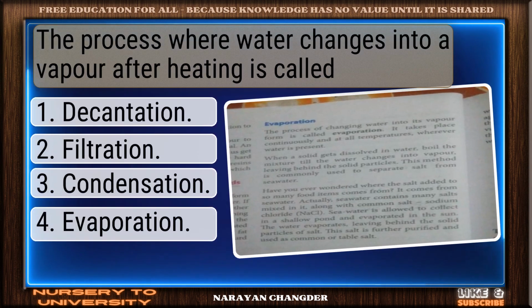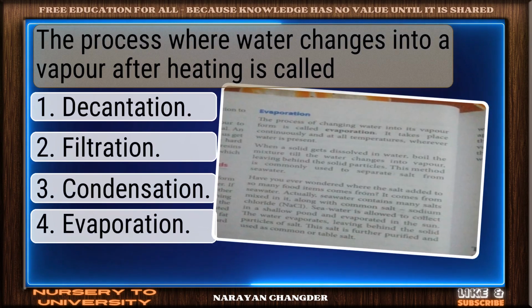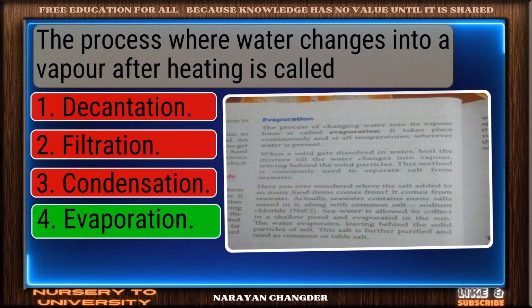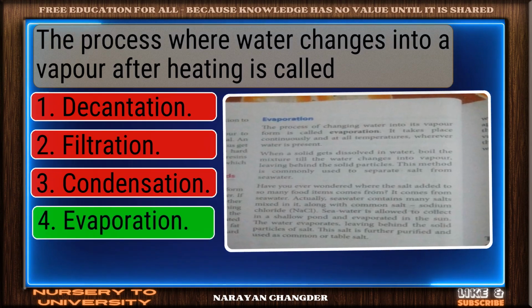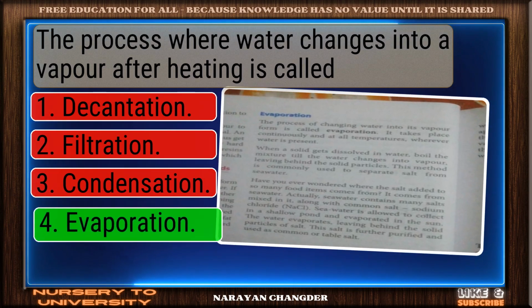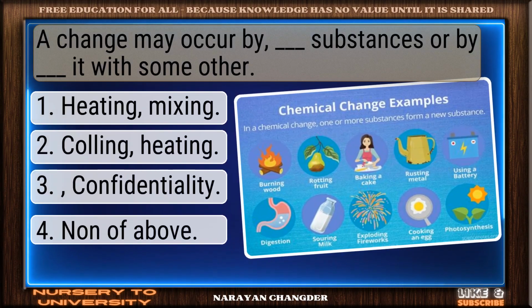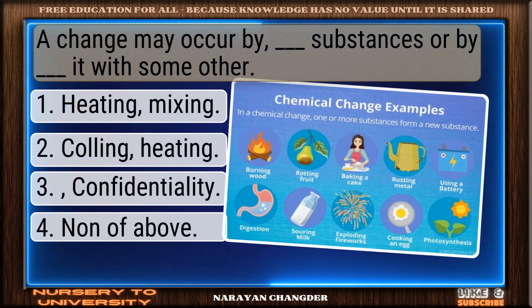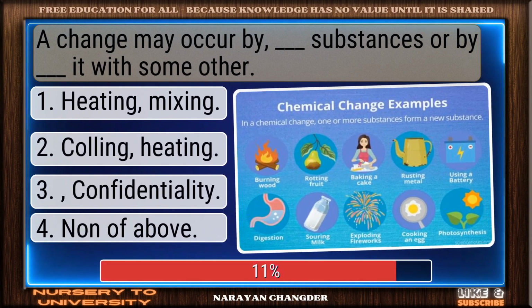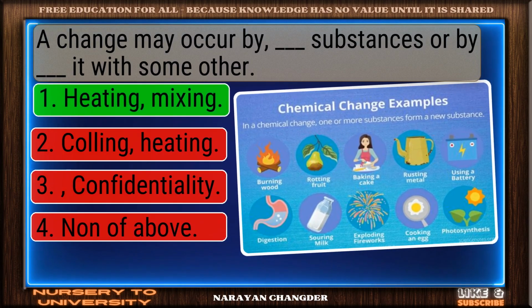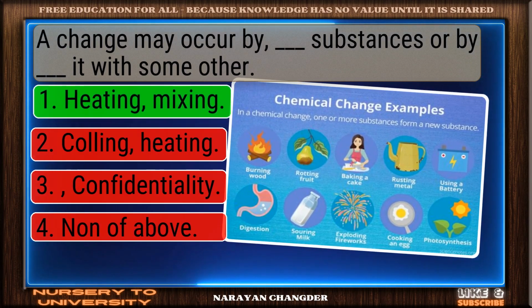The process where water changes into a vapor after heating is called. Clear logic. Your choice evaporation is sound and 100% true. A change may occur by dash a substances or by dash it with some other. Smart move. Heating, mixing is an accurate answer.